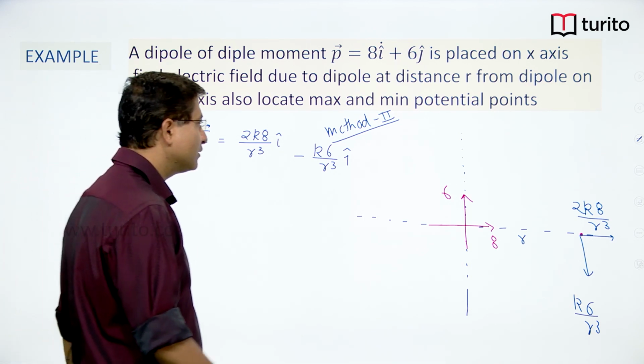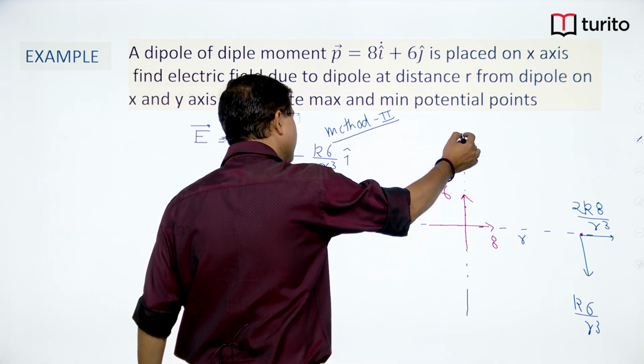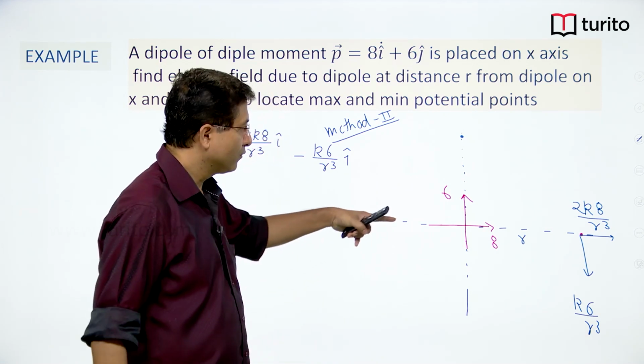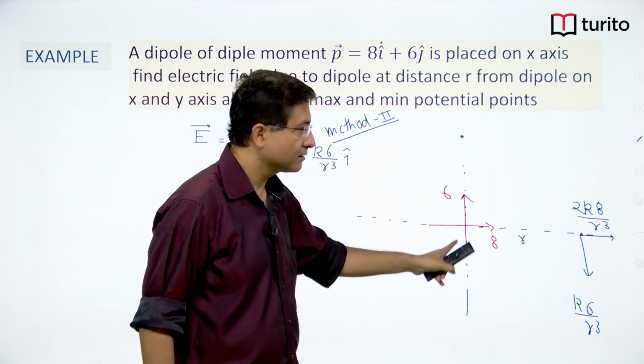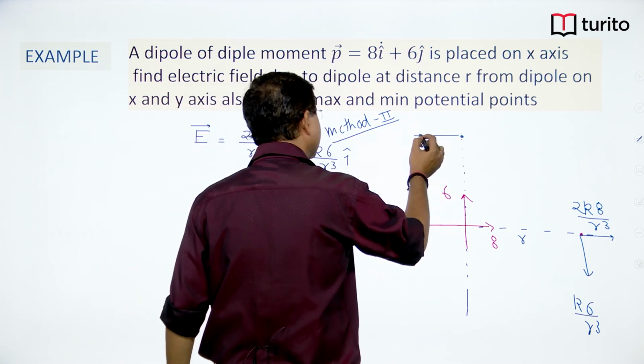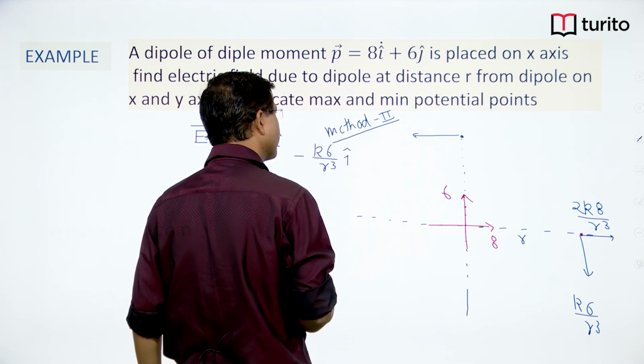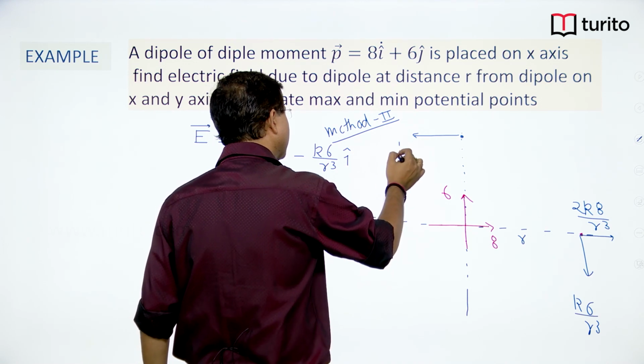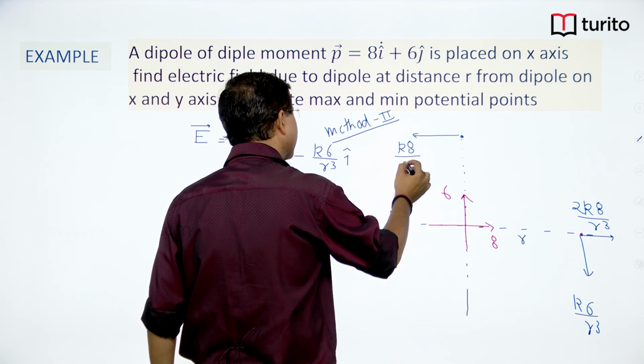The same thing I can do for this point. For 8 it is on the bisector. As it is the bisector for 8, I can write k8 divided by r cube.